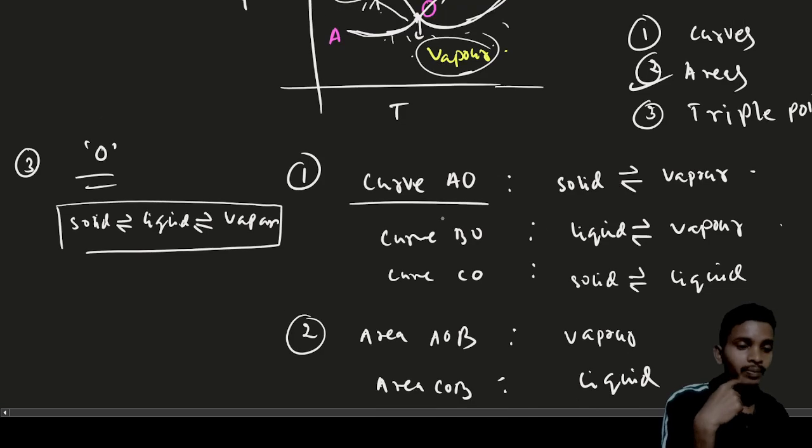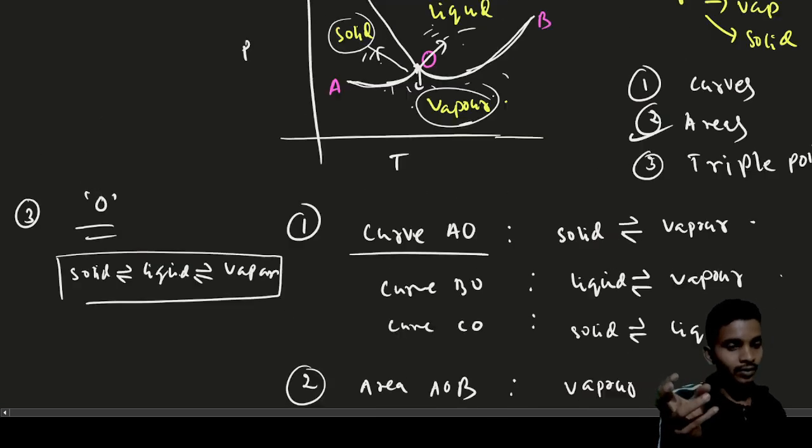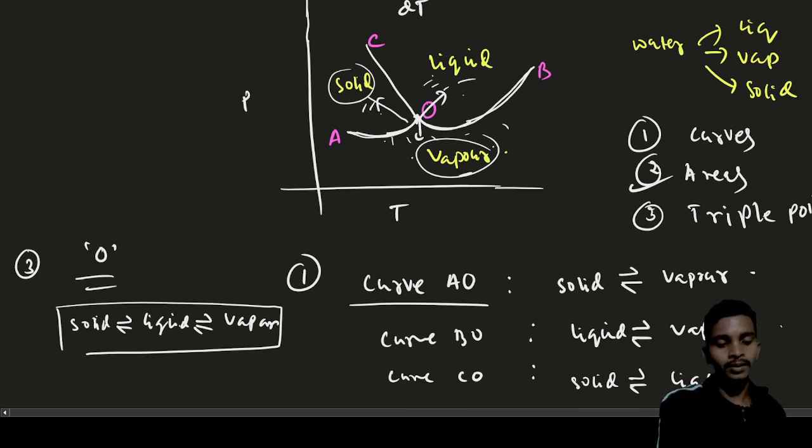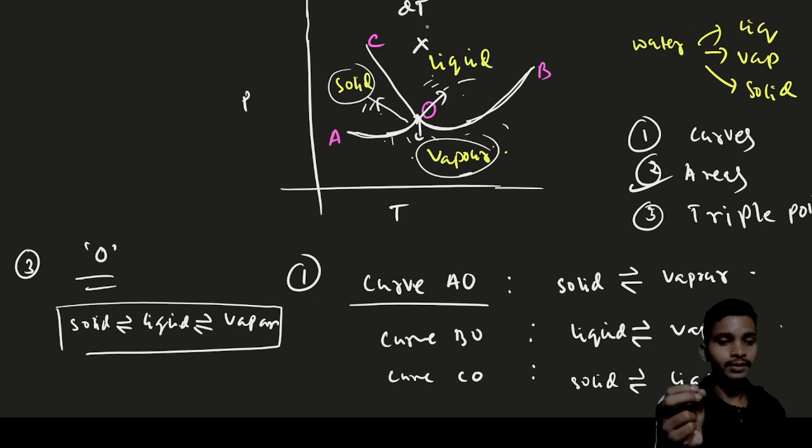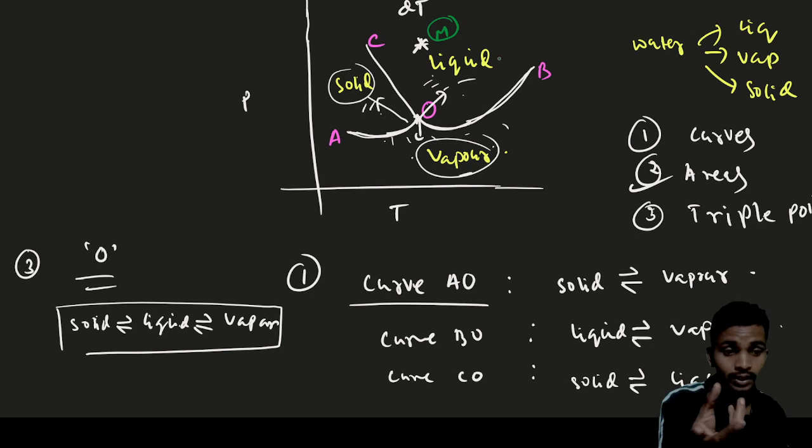Okay. So why are we studying these curves, this area, and the triple point? Because you want to explain, suppose one point is here, let's say this point M, where M is located. To explain this point, what things do we need? That's why we are studying these diagrams like P versus T plots.